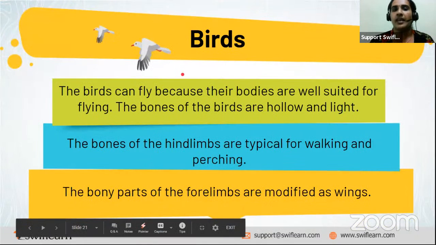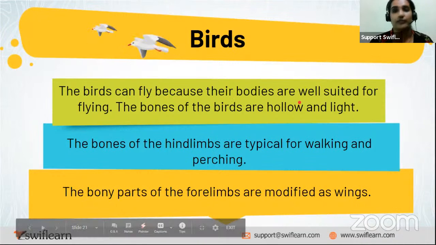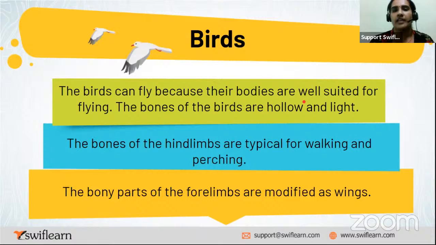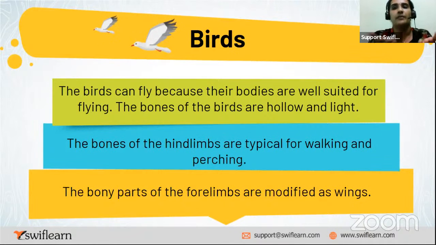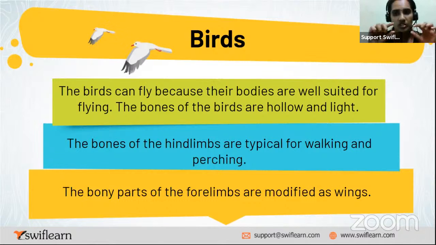Birds can fly because their bodies are well suited for flying. The bones of the birds are hollow and light. Mainly the bird's bone is really hollow. Why is it hollow? To make them light. If it is heavy, what happens? It won't be able to take this much weight and can't fly. That is why the bone is hollow and it becomes light.